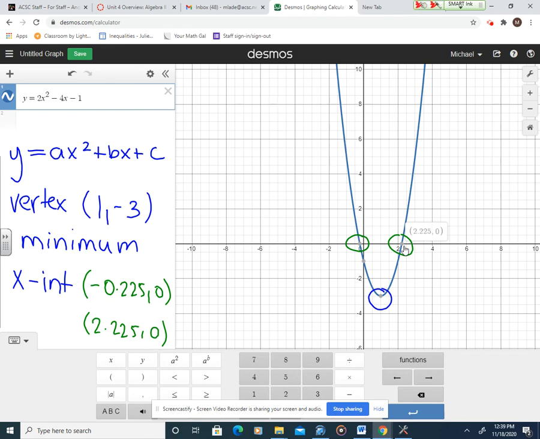Okay? And then the last thing I want you to be able to do is identify the y-intercept. So the y-intercept is where your graph crosses the y-axis. So right here. So the coordinates of my y-intercept is 0, what is that? I can't read it. Erase that. 0, -1. Okay?